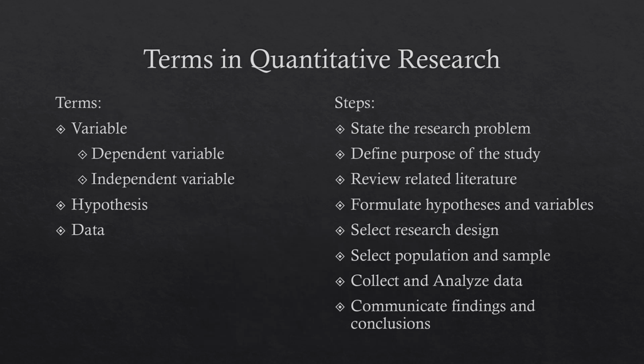When doing quantitative research, we have variables, dependent and independent. Dependent variables are behaviors, characteristics, or outcomes to be explained or predicted. Independent variables are the presumed cause of dependent variables. There's also a hypothesis, which is a predictive statement about the relationship. We're making a guess as to what we think is going to occur.